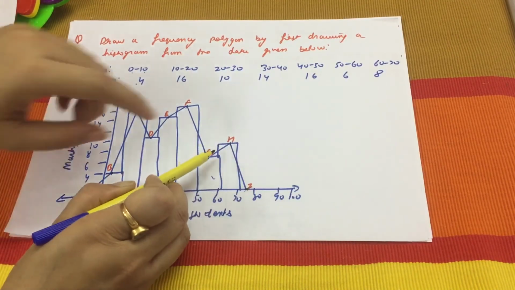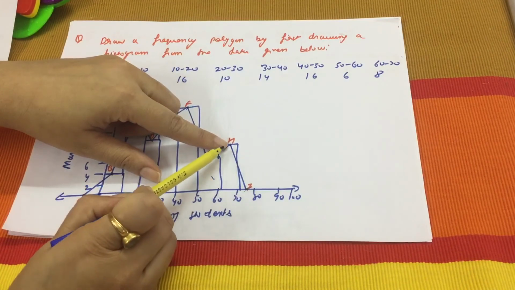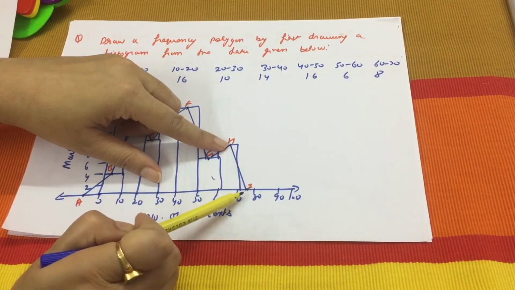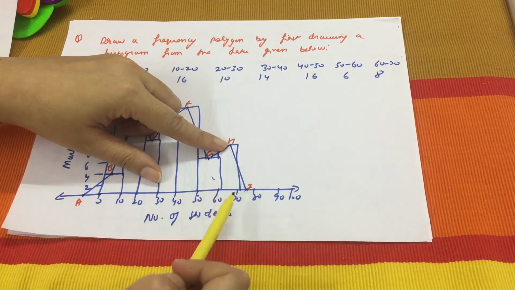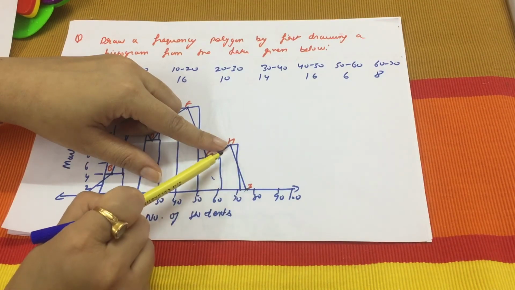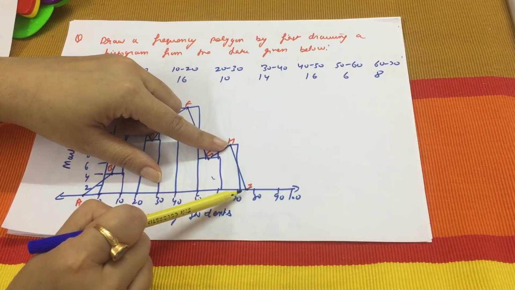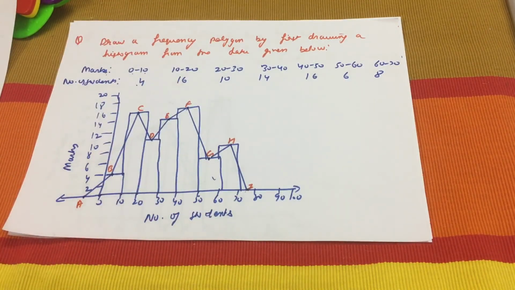Fine. Now, when I have covered all the midpoints, what you have to do is extend your line to the baseline, and that too to the midpoint of the baseline. See, between 70 to 80, what is the midpoint? 75. So you have to touch your line to the baseline covering the midpoint. This is how you will make the frequency polygon. Hope you have understood the concept of frequency polygon.